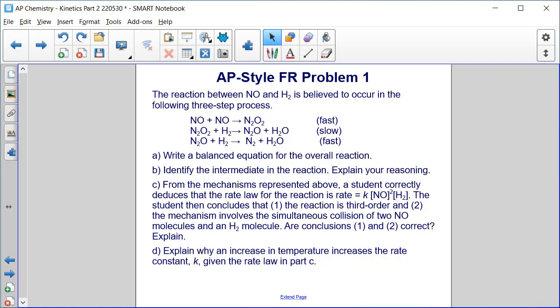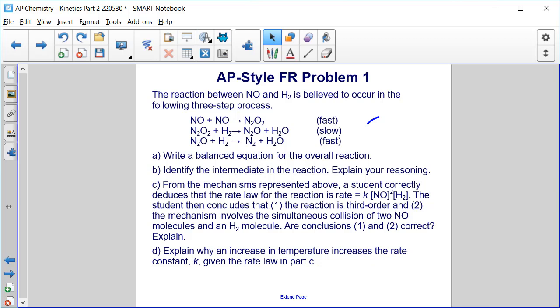AP style free response problem 1. The reaction between NO and H2 is believed to occur in the following three-step process. You can see step 1 is bimolecular with 2 NO molecules. Then step 2 is bimolecular with an N2O2 molecule and an H2 molecule, and that is the slow, rate determining step. And then step 3 is N2O plus H2 produces N2 and H2O.